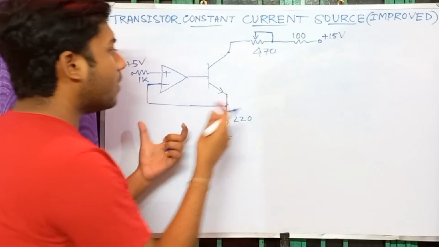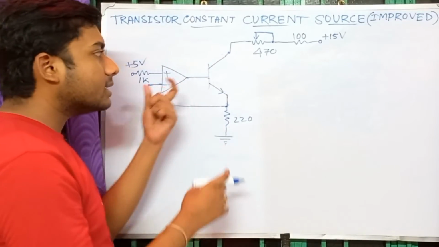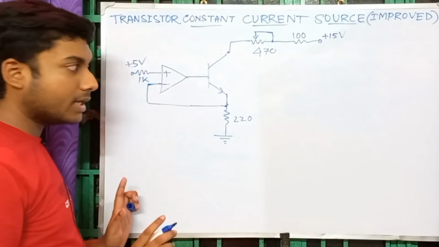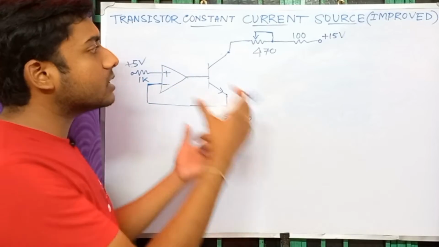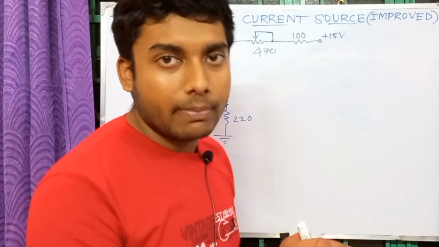Okay, now what are the improvements? You can easily see that this is the same circuit, right? But there is only the improvement here in this part. There is an op-amp introduced. Now why the op-amp is introduced, let us understand that. First we will discuss what the drawback was in that circuit.